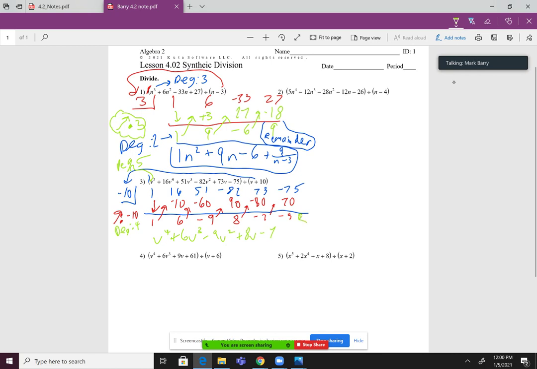And so for our remainder, we'd write it as a fraction over whatever we were dividing by. So in this case, we were dividing by v plus 10. So it's divided by the binomial, okay?